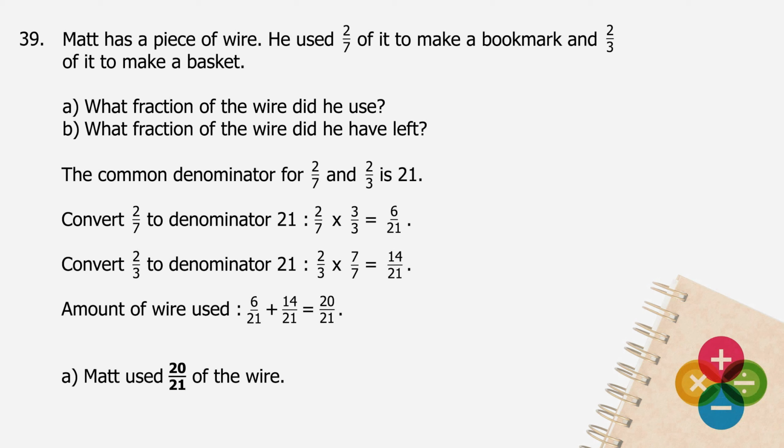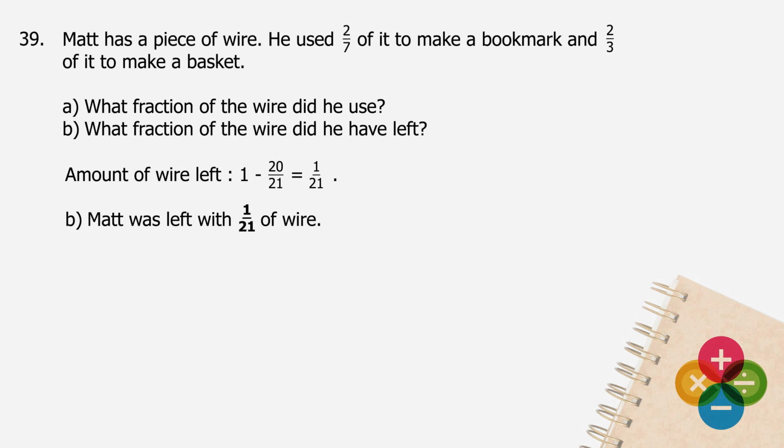The common denominator for 2/7 and 2/3 is 21. Convert 2/7 to denominator 21 will be, multiply 2/7 by 3, and the product is 6/21. Convert 2/3 to denominator 21 will be, multiply 2/3 by 7, and the product is 14/21. The amount of wire used will be, add 6/21 to 14/21, and the sum is 20/21. A. Matt used 20/21 of the wire.